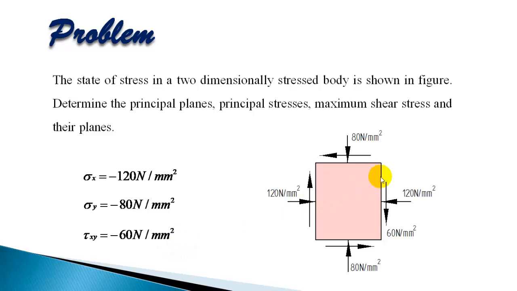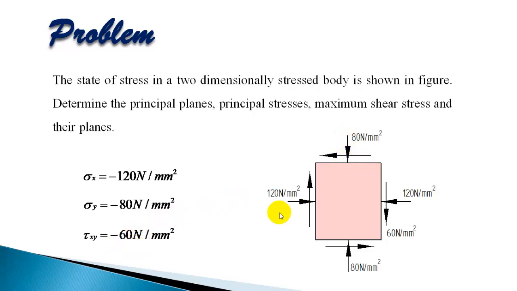You can always see the right face and top face. Right face stress is leftward. Leftward you can take negative. Normal stress is leftward, so sigma x is negative. Shear stress is downward, so shear stress is negative. On the top face, the normal stress is downward. Downward you can take negative.